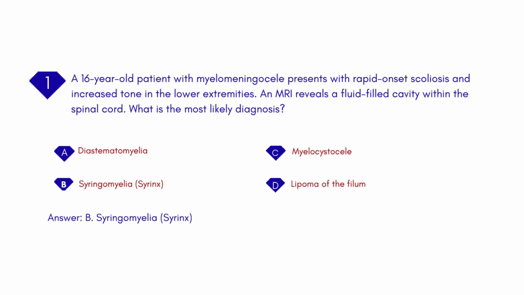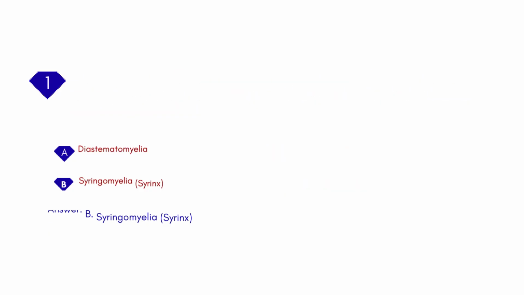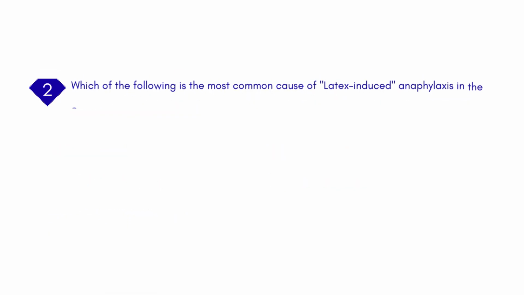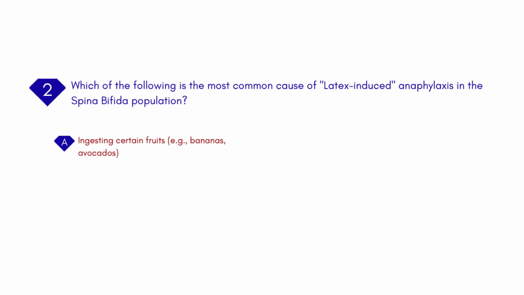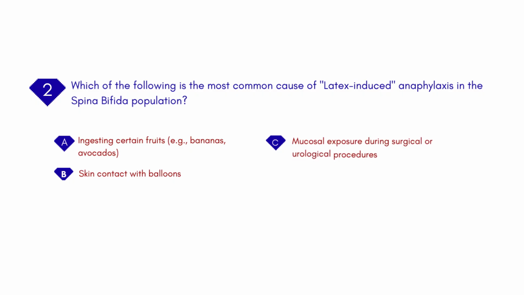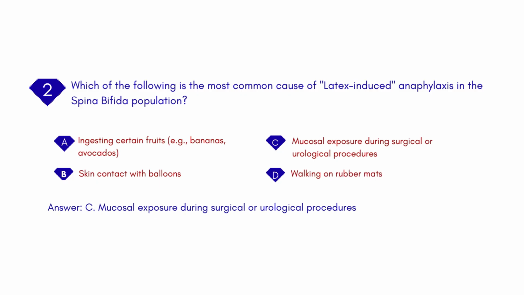Answer: B. Syringomyelia, syrinx. Which of the following is the most common cause of latex-induced anaphylaxis in the spina bifida population? A. Ingesting certain fruits, e.g. bananas, avocados. B. Skin contact with balloons. C. Mucosal exposure during surgical or urological procedures. D. Walking on rubber mats. Answer: C. Mucosal exposure during surgical or urological procedures.